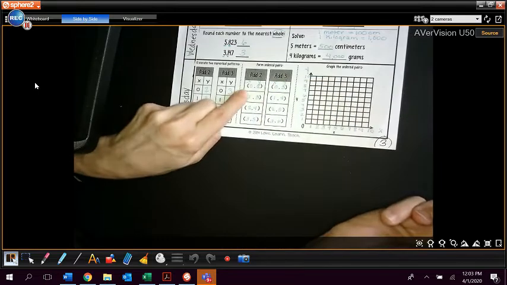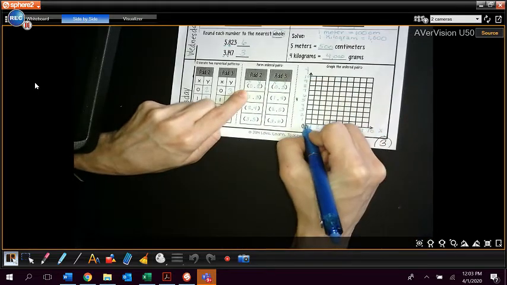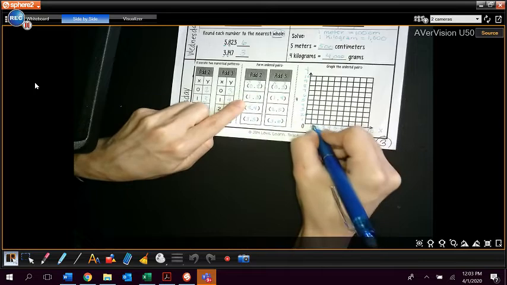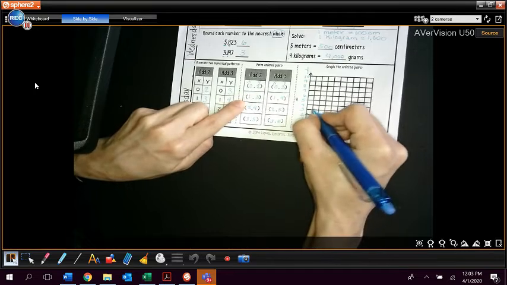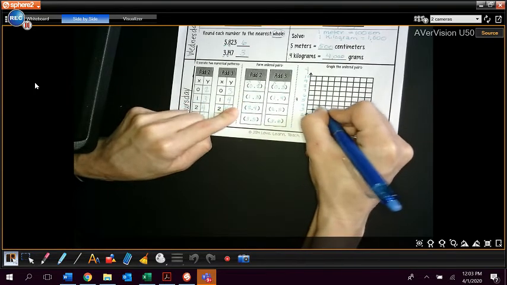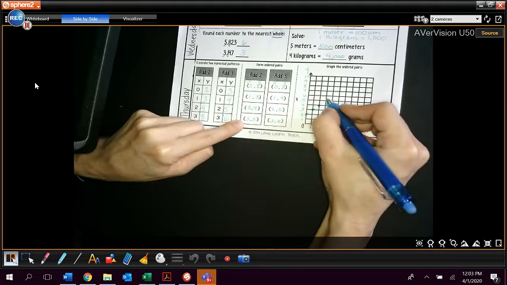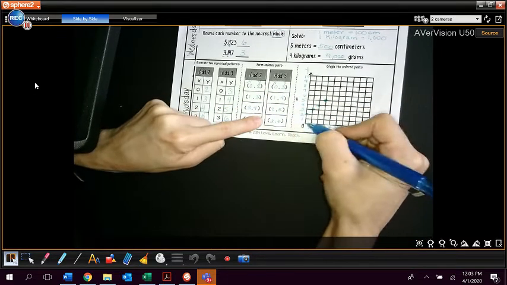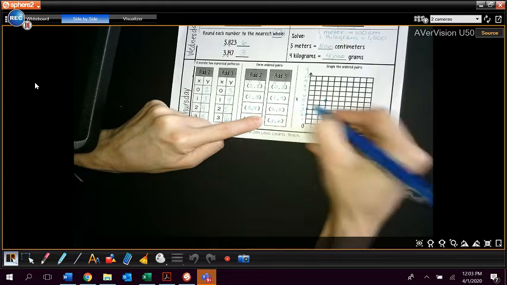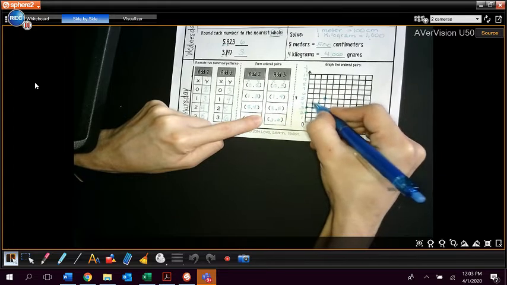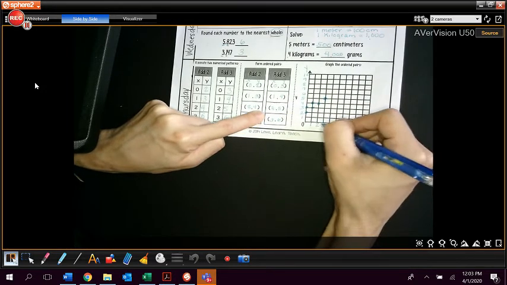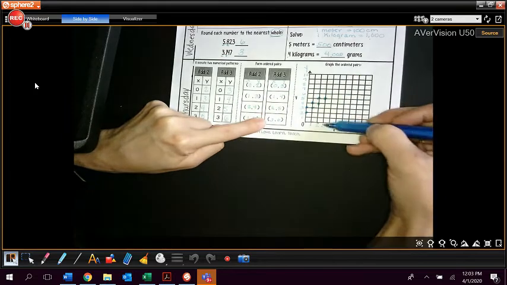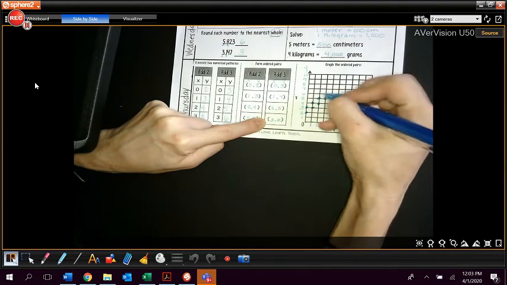So I will start with 0, 0 right here, and my y is 2. 1 and 3. 2 and 4. 3 and 5. Then we have on this side 0 and 3, 1 and 4, 2 and 5, and then we have 3 and 6.